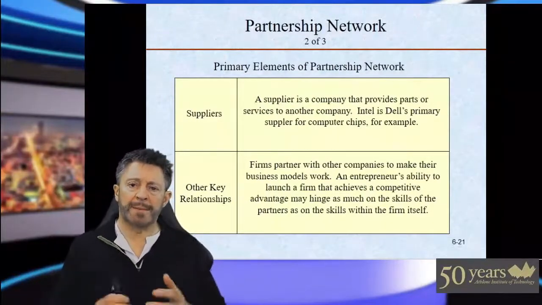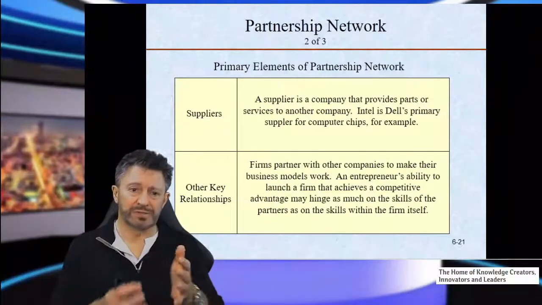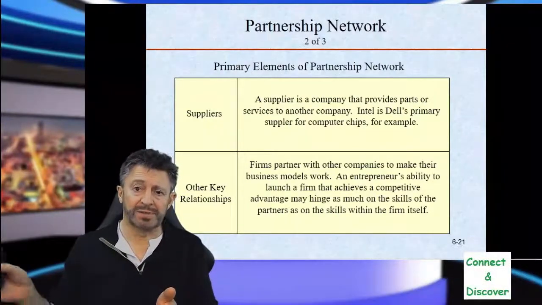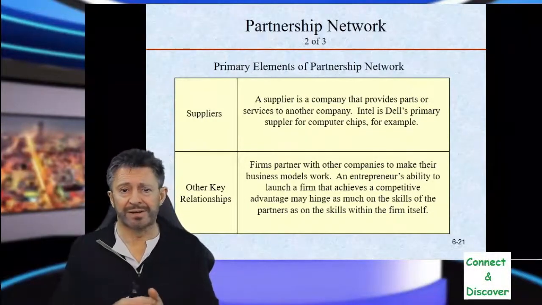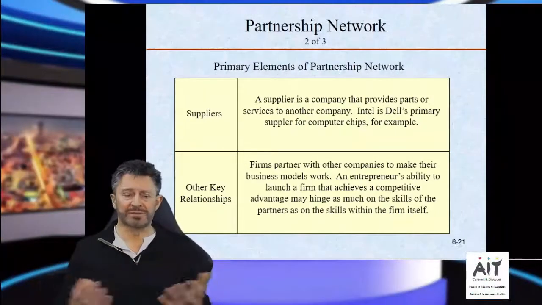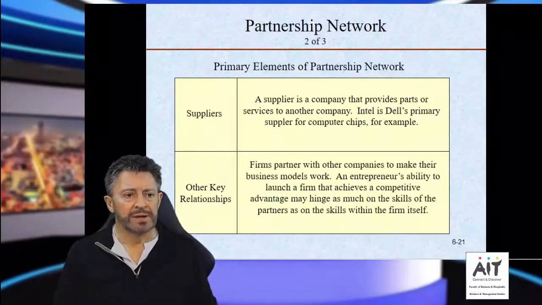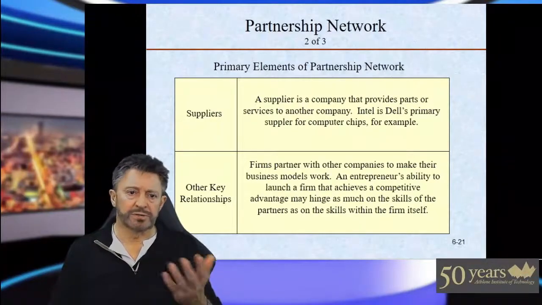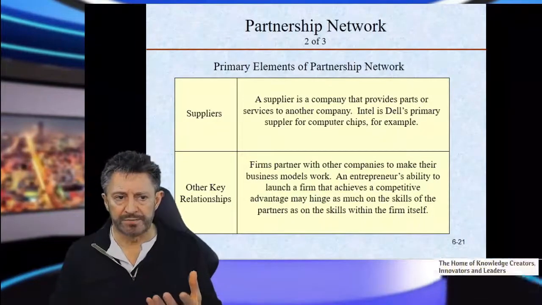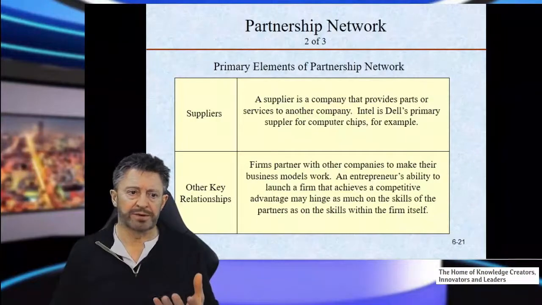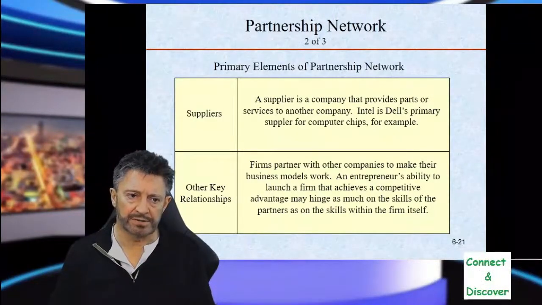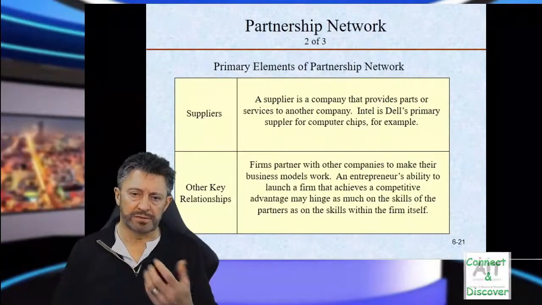You don't have to be a master of all. You just need to be good at doing what you're actually doing, and get other experts and masters to do those other functions or jobs in your company. So another key: firms partner with companies to make their business models work. An entrepreneur's ability to launch a firm that achieves a competitive advantage may hinge as much on the skills of the partners as on the skills within the entrepreneur.